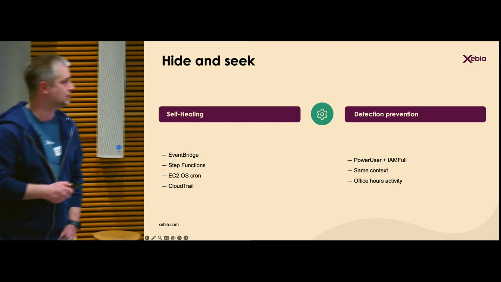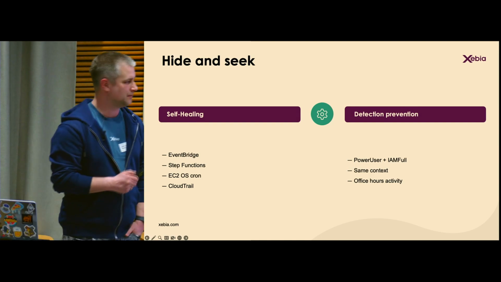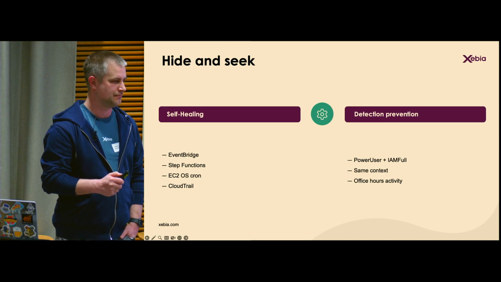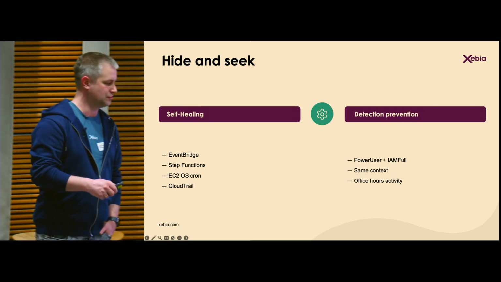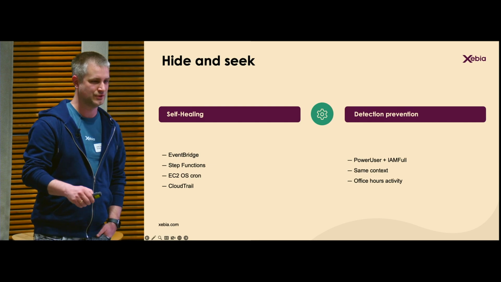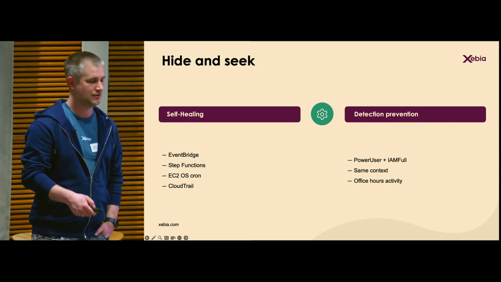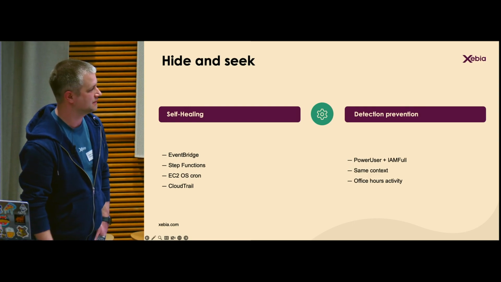For detection prevention, I have power user because I am full. This one means that some tools mark risky roles or risky users. By risky, they only mean users with administrator access policy attached. So instead of administrator access, use these two, and you're good, because this is the same as admin access.